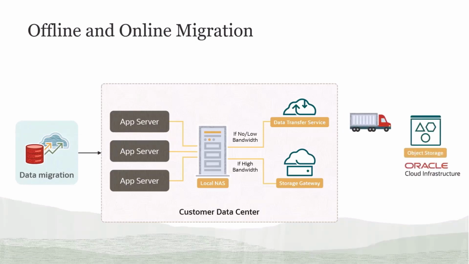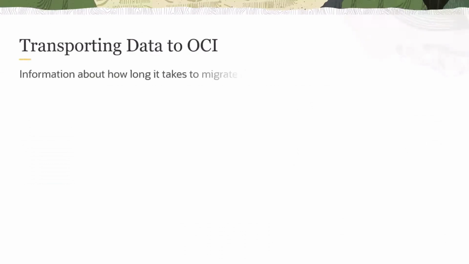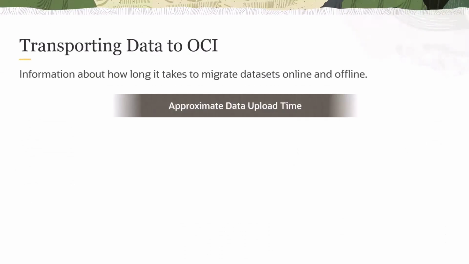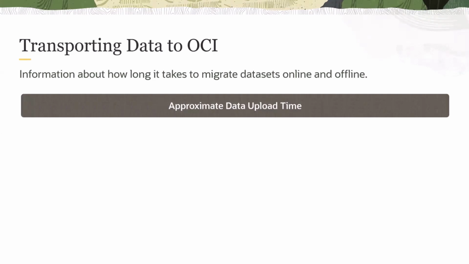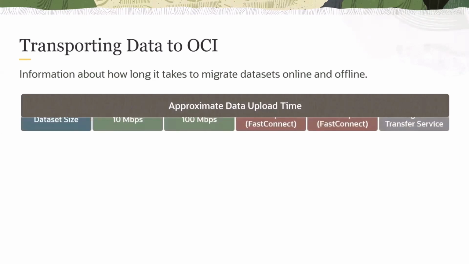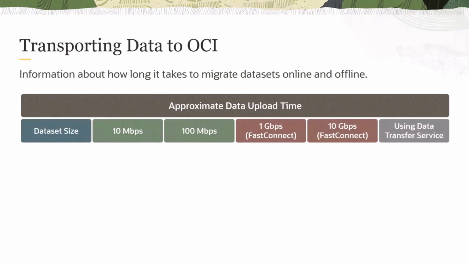So for these scenarios, OCI offers offline data transfer solutions that let you migrate data to OCI. And when your bandwidth is high enough to support ingest over WAN, you can use a storage gateway for secure online data ingest. In this slide, we will look at an example of how long it takes to migrate datasets of different sizes, depending on whether we are migrating datasets online or offline.